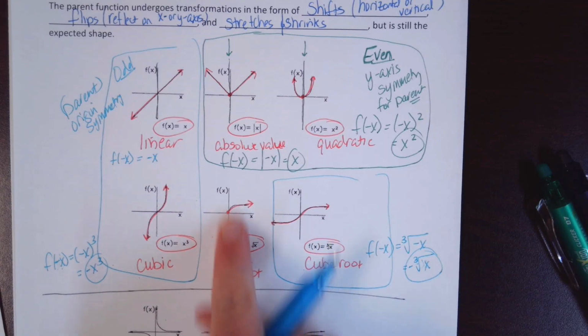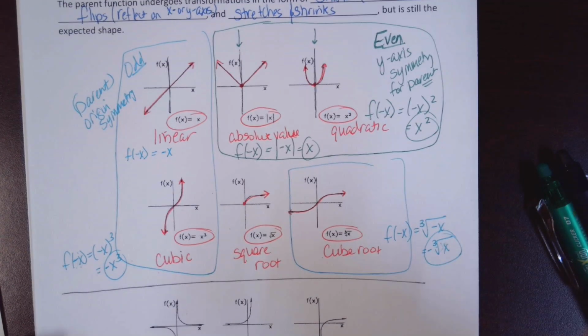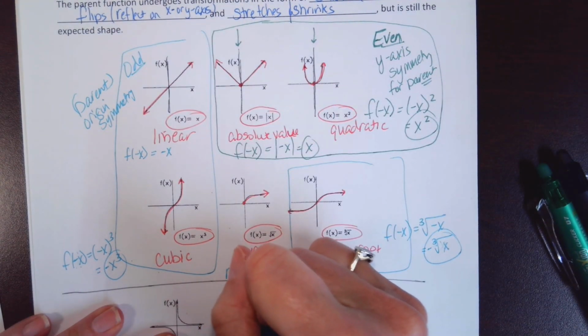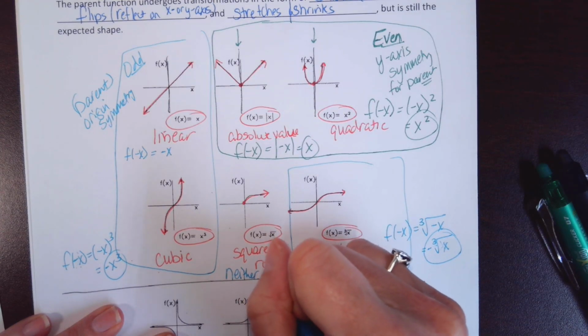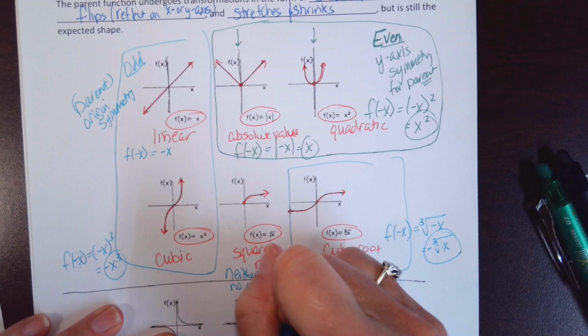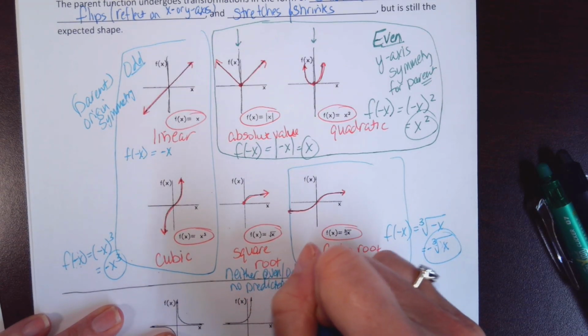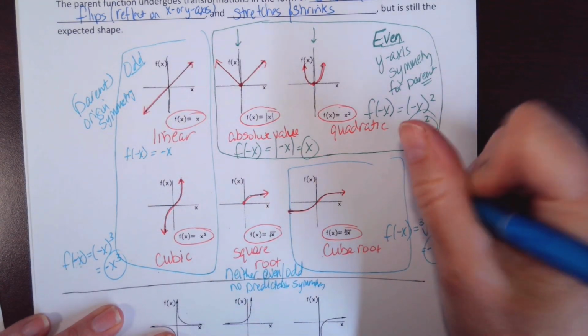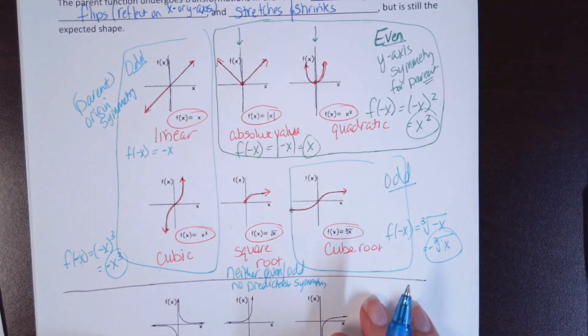This square root function, it is neither. Neither even nor odd, so I have no predictable symmetry. This is odd. Okay.